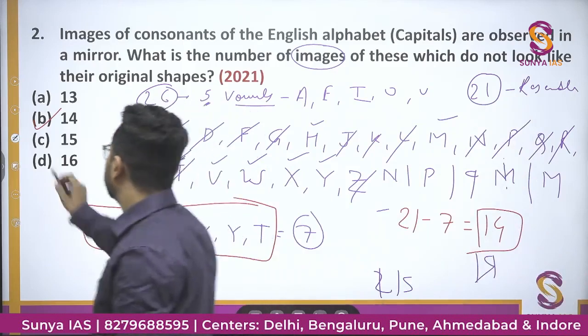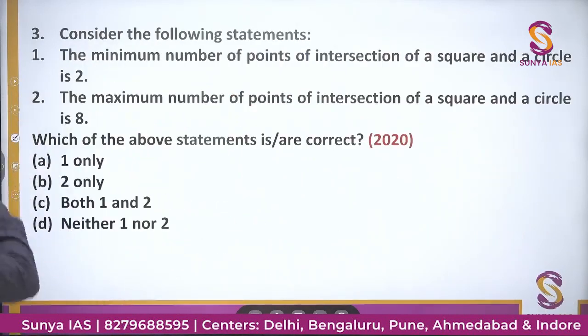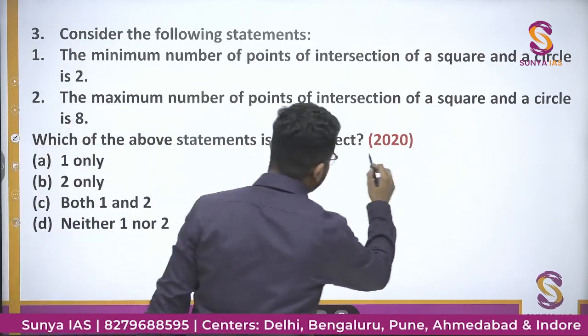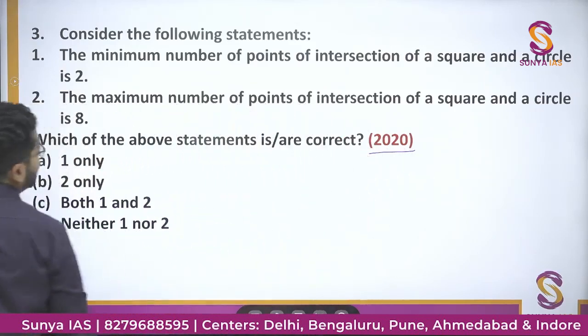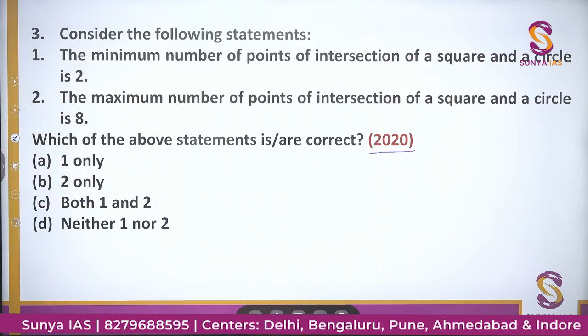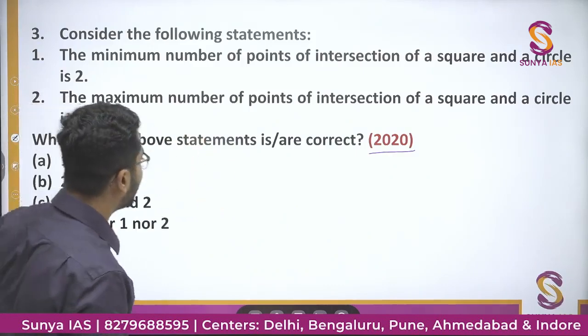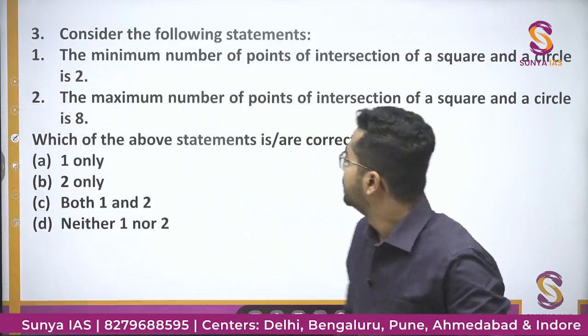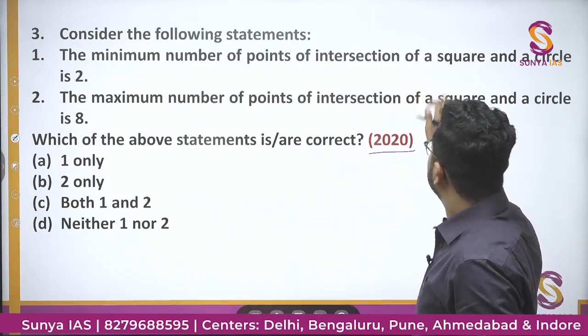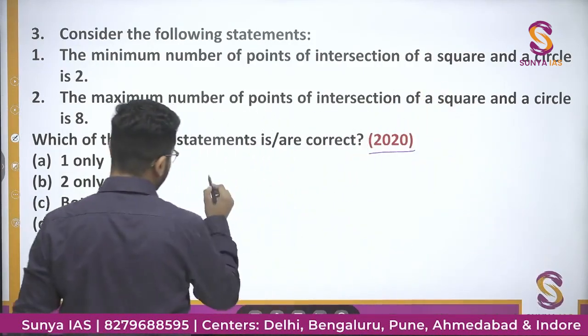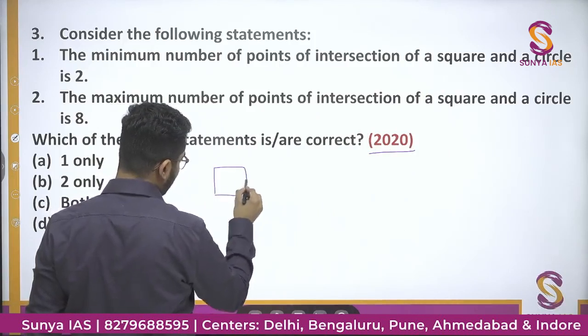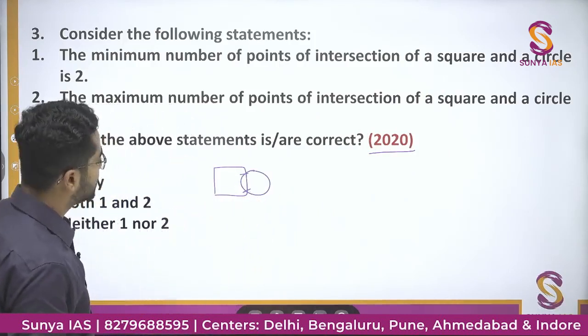Next question. This question was asked in the year 2020. What they are asking, the minimum number of points of intersection of a square and a circle is 2. The maximum number of point of intersection of a square and a circle is 8. Which of the following statements is correct? Minimum number of intersection of a square and a circle. Let's say ये square है, ये circle है. So yes, 2. Yes, 2 is correct.